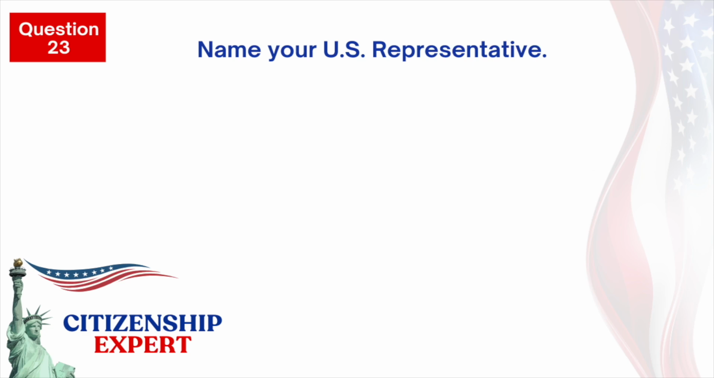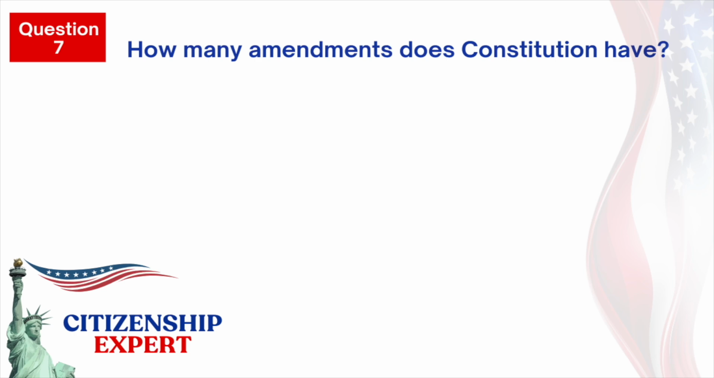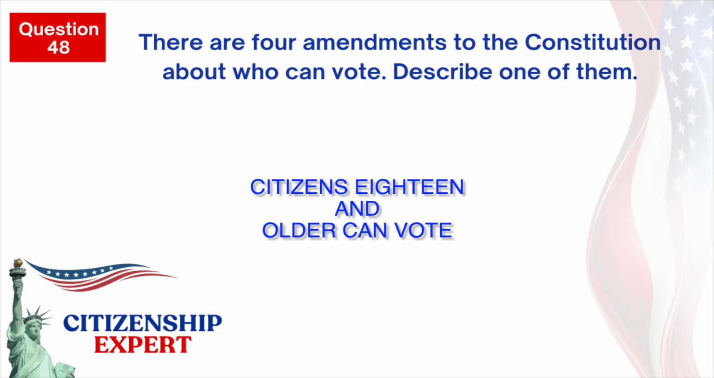Name your U.S. representative. How many amendments does the Constitution have? 27. There are 4 amendments to the Constitution about who can vote. Describe one of them. Citizens 18 and older can vote.